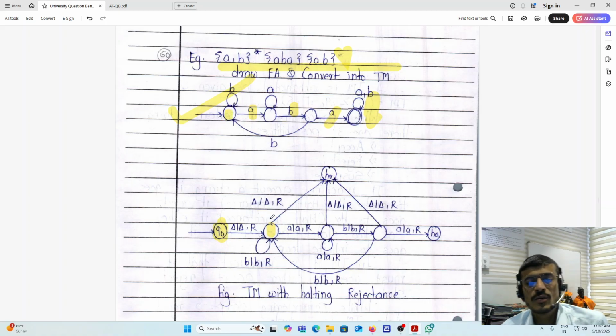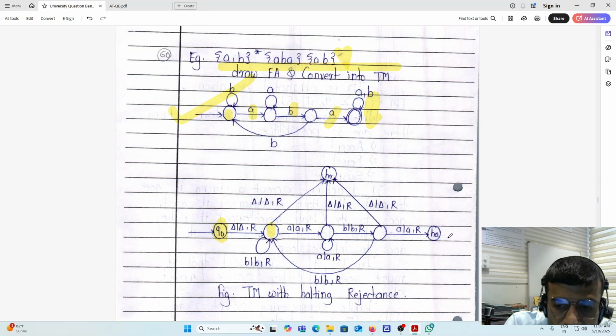Then you can see here B B R. So by reading B, writing B, it moves towards the right side. Reading B, writing B, moving right. Then reading A, writing A, moving right. Reading B, writing B, moving right. Then reading A, writing A, moving right.